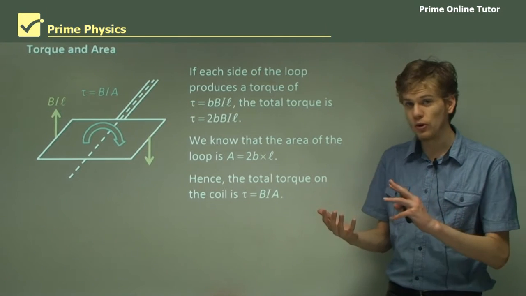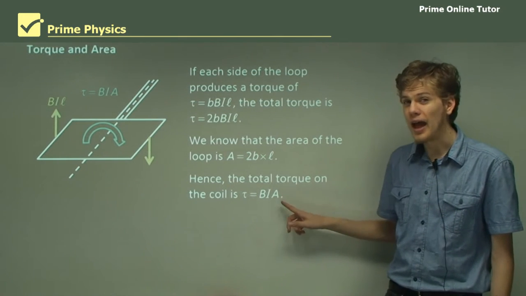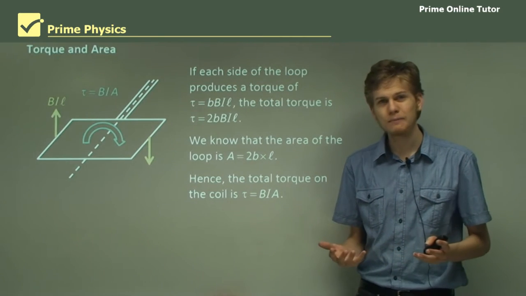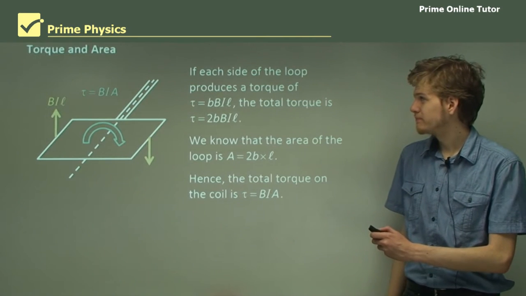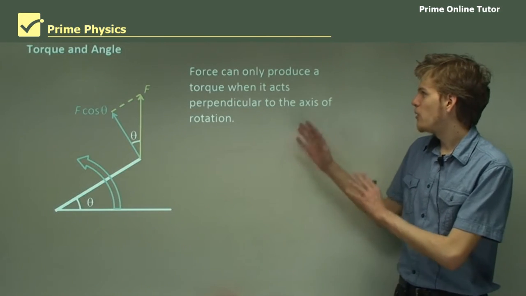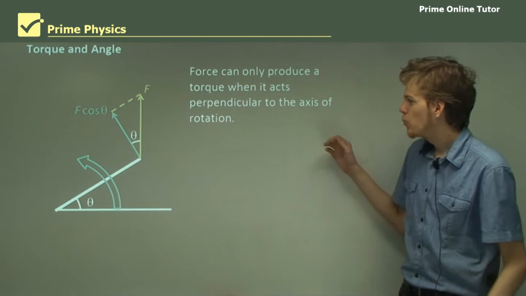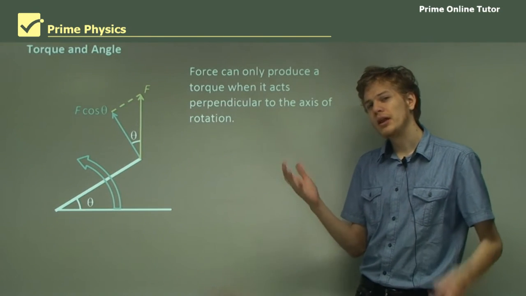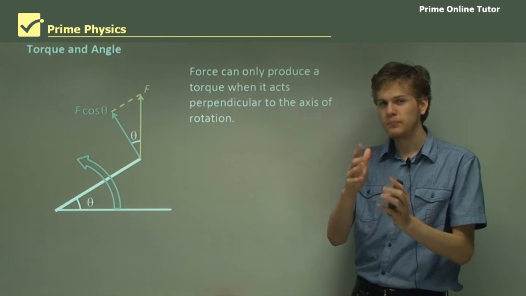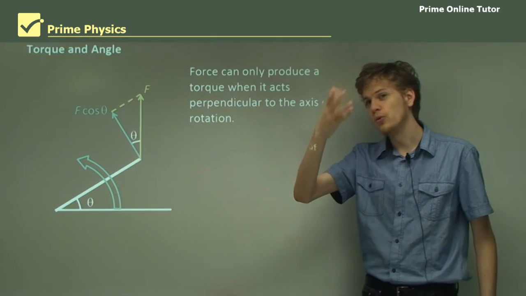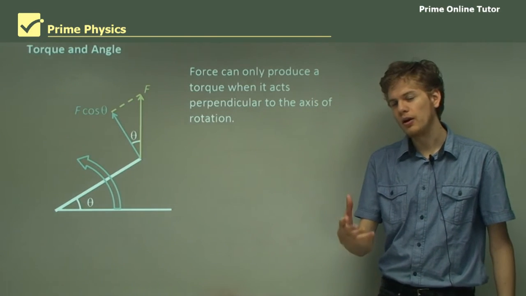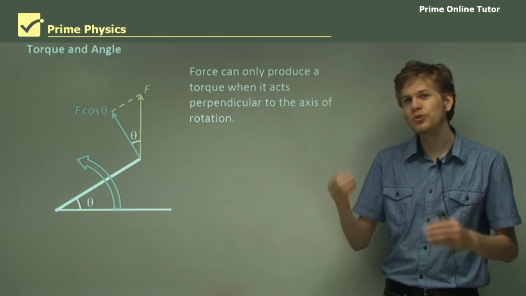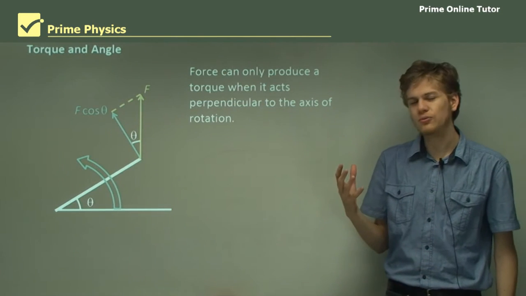If we have a circular coil, for example, then you'll be able to calculate A with the formula for the area of a circle, which is of course pi r squared. Now, force can only produce a torque when it's acting perpendicular to the axis of rotation, right? Remember that if we have a coil that's tilted vertically, so that the top side of the coil is feeling a force up, and the bottom side of the coil is feeling a force down, then the coil is not going to rotate, right? The force is pulling straight away from the axis of rotation.